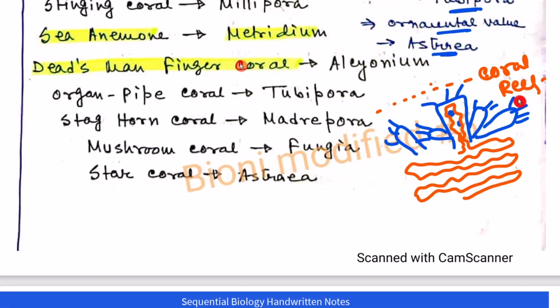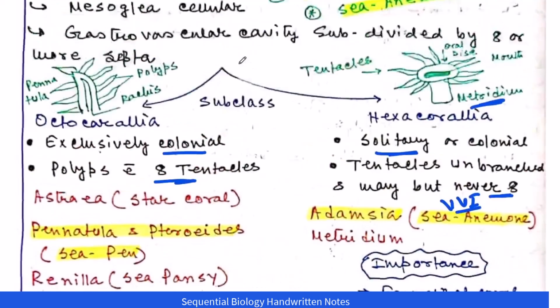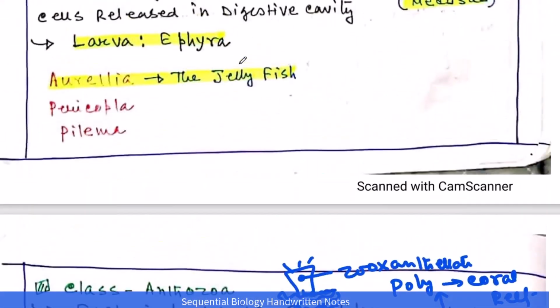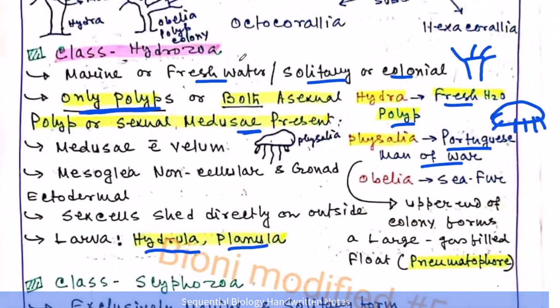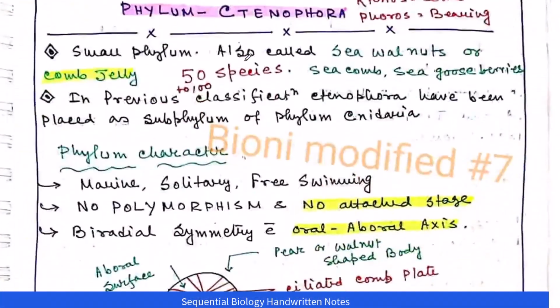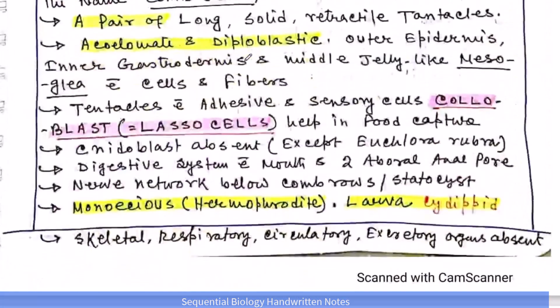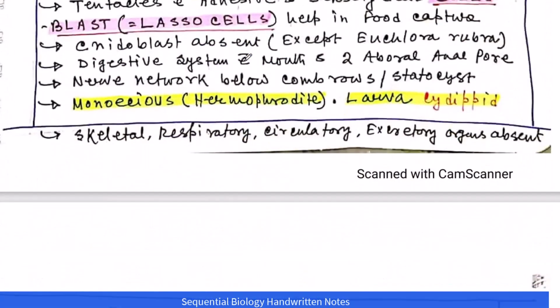Different types of coral reef are present: the fringing reef, Great Barrier Reef, and also atoll. So different types of coral reef can be found, and we will discuss this later, right? These are the characteristic features of phylum Cnidaria, and I hope you have understood the characteristic features and classification of phylum Cnidaria. In the next class we will discuss phylum Ctenophora and its classification. This is a very small phylum, Ctenophora, and its classification. So thank you, and that's it.